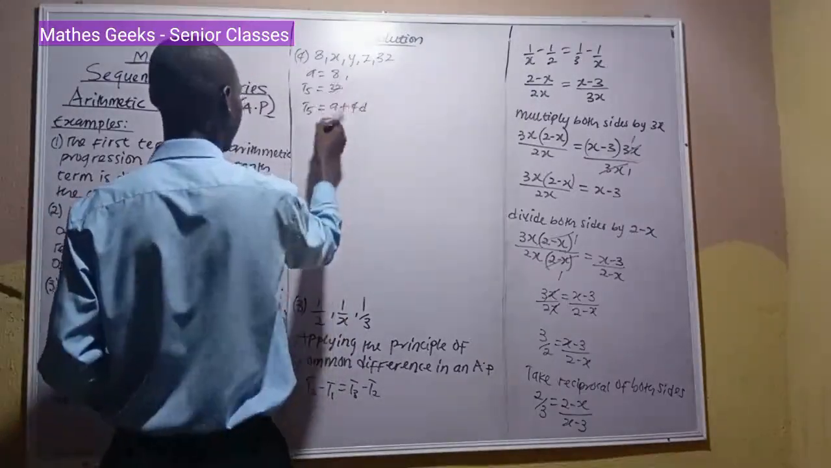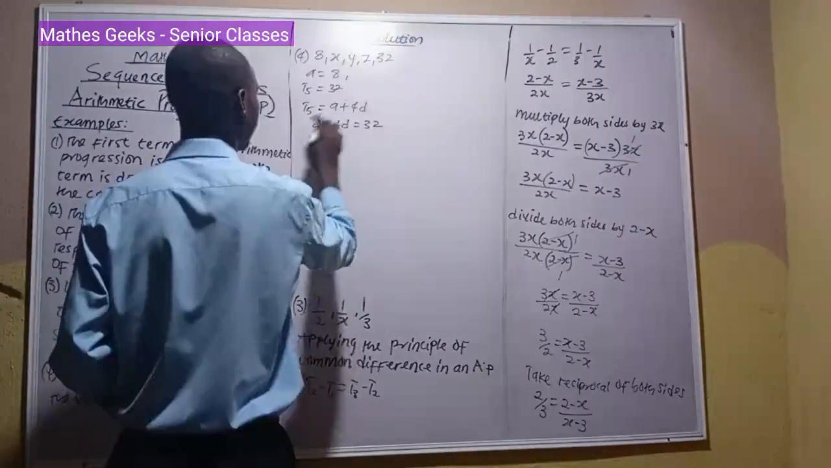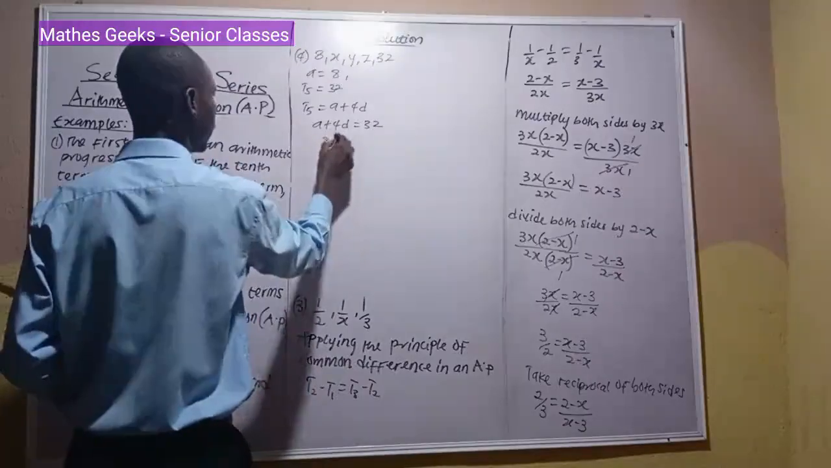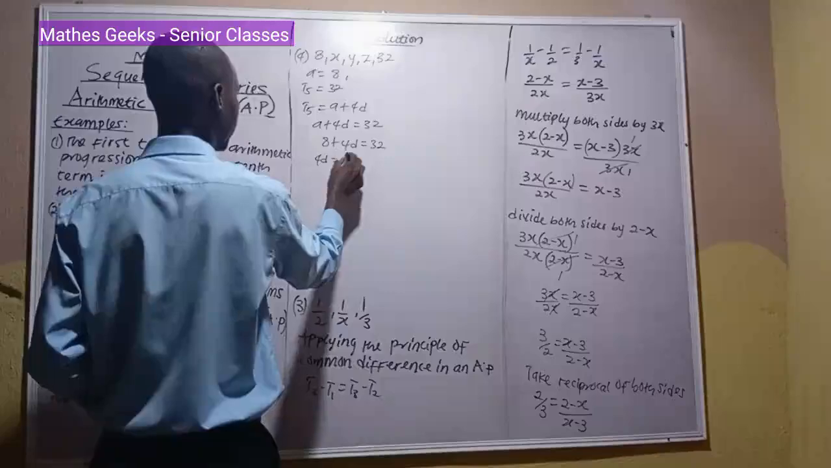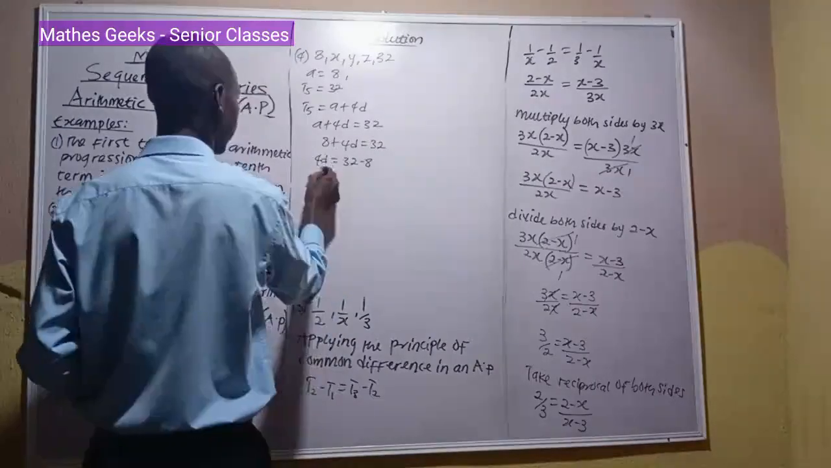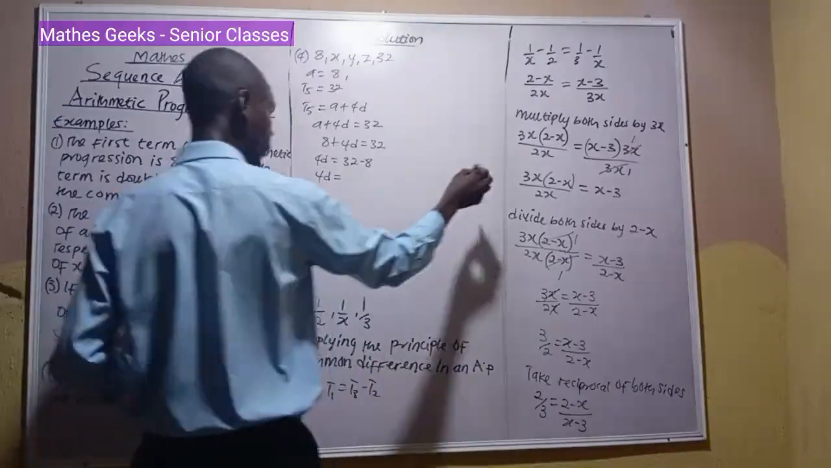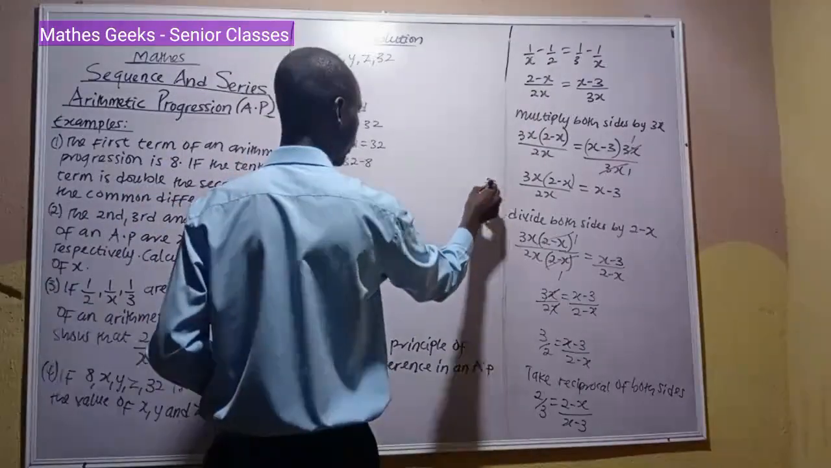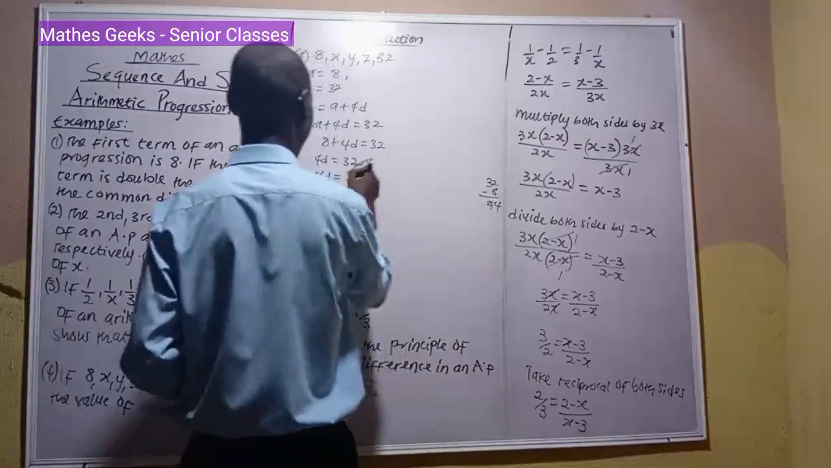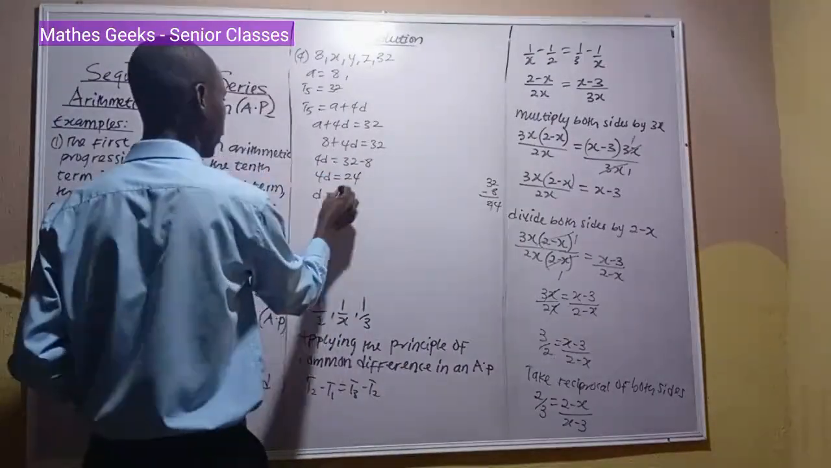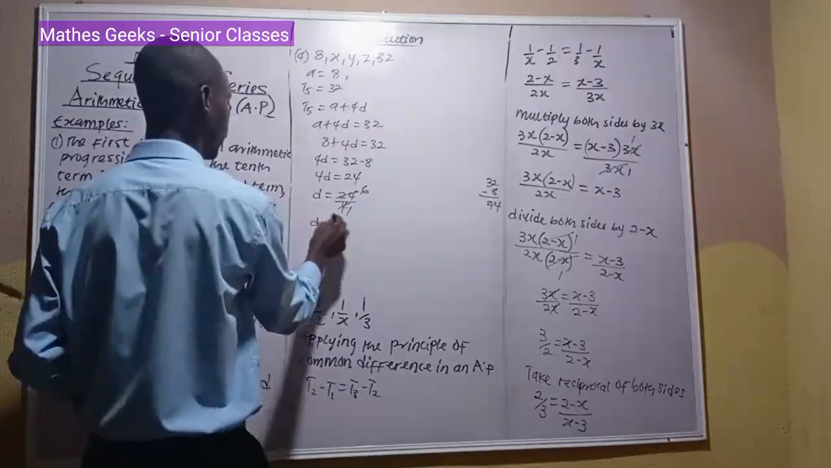And T5 is equal to 32. So A plus 4D is equal to 32, where A is equal to 8. 8 plus 4D is equal to 32. So 4D is equal to 32 minus 8, which is 24. So D is equal to 24 over 4, so D is equal to 6.